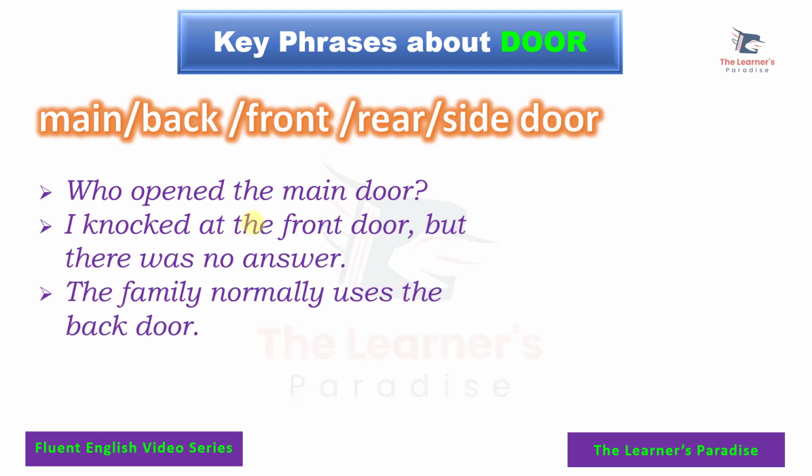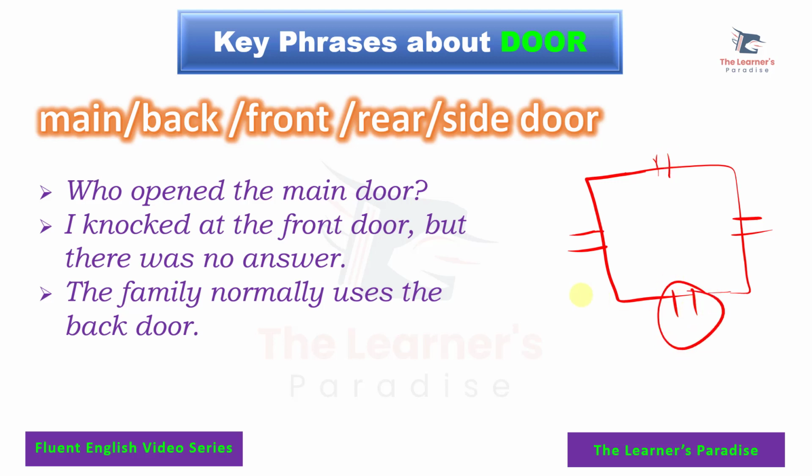Next we have main door, back door, front door, rear door or side door. This is your room or house, right? The door here, it is your main door. This door, if you have a door here, this is a side door. If you have a door here at the back of the building, right? So you're gonna call it back door or rear door. You can also call this front door, or if it is your main door, you can also call it main door.